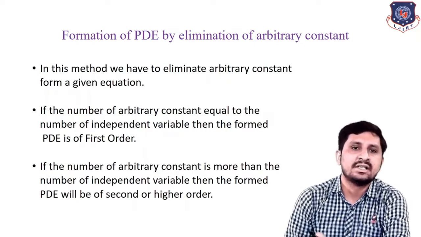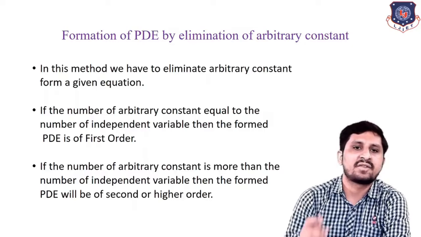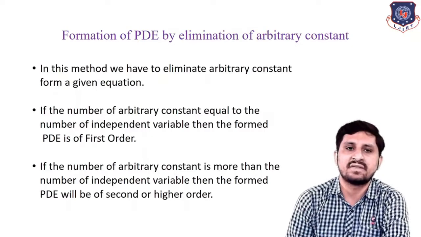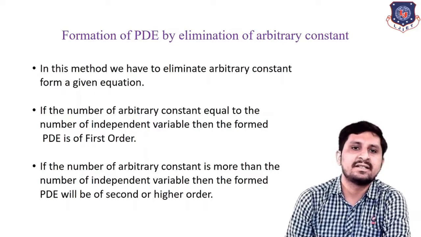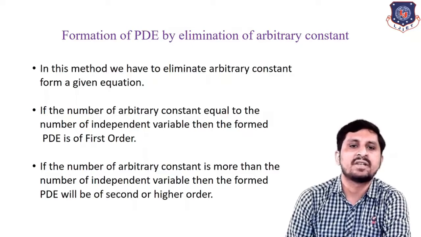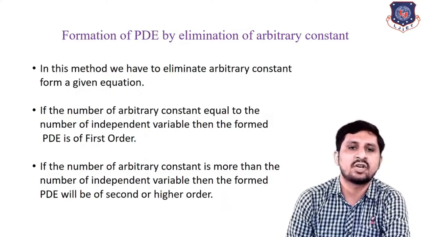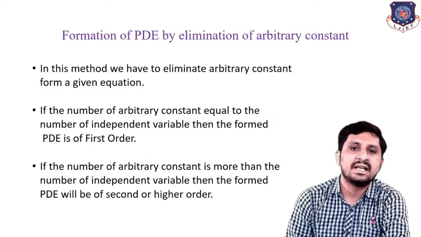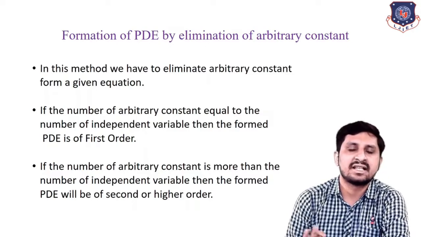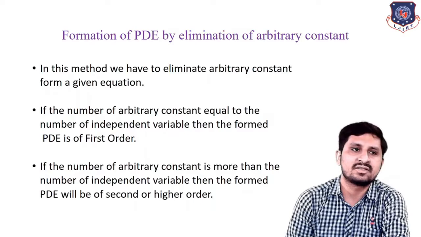Now here you have to take the procedure totally in reverse. One equation is already given, and from that equation you have to make a partial differential equation. There are some hints. If the number of arbitrary constants is equal to the number of independent variables, then the formed PDE is of first order. That means if you have x and y as independent variables and a and b as arbitrary constants, then there are 2 independent variables and 2 arbitrary constants, so the partial differential equation you make is a first order partial differential equation.